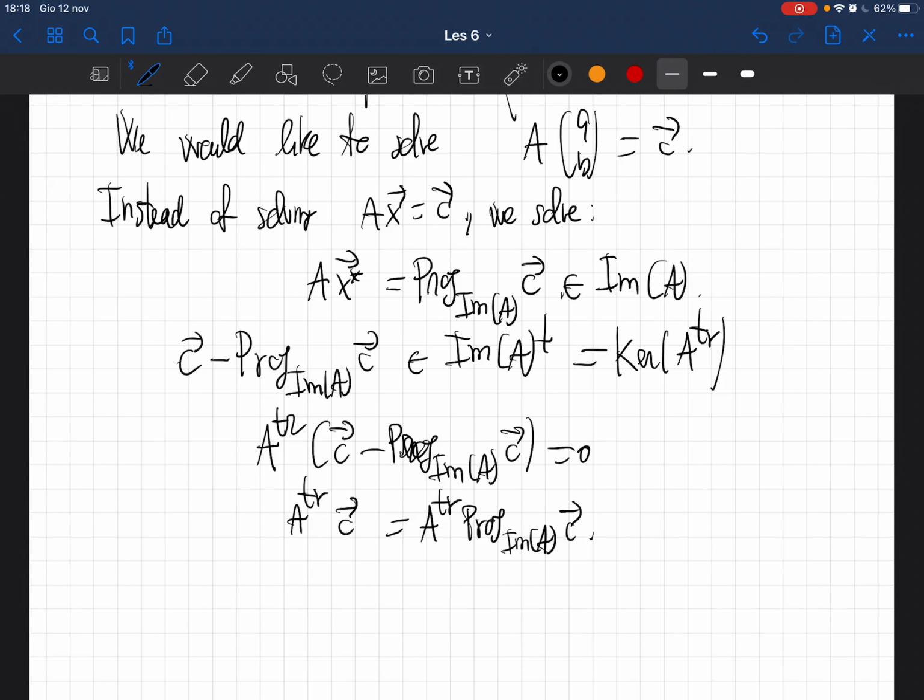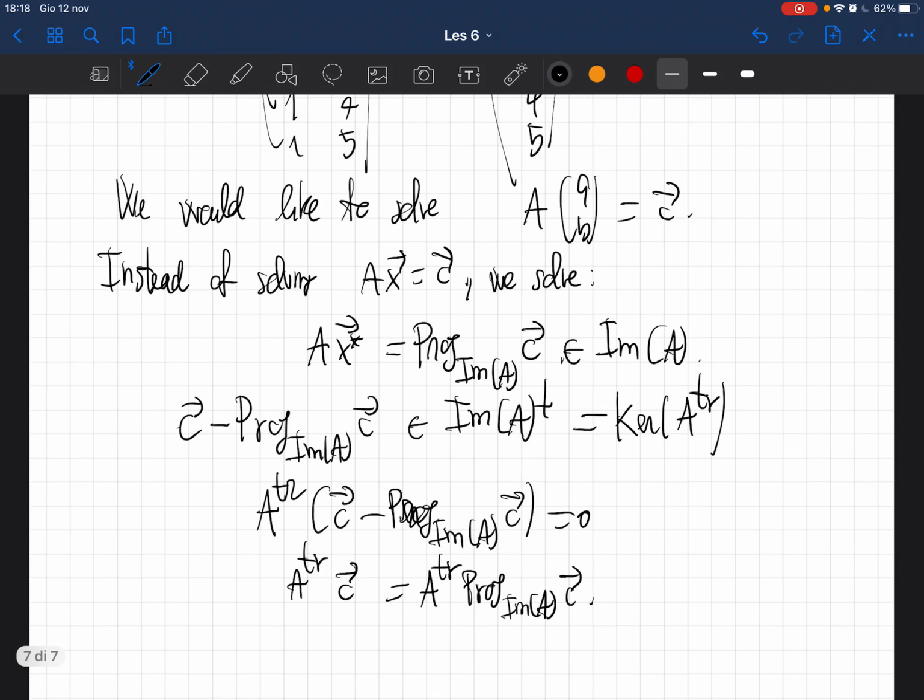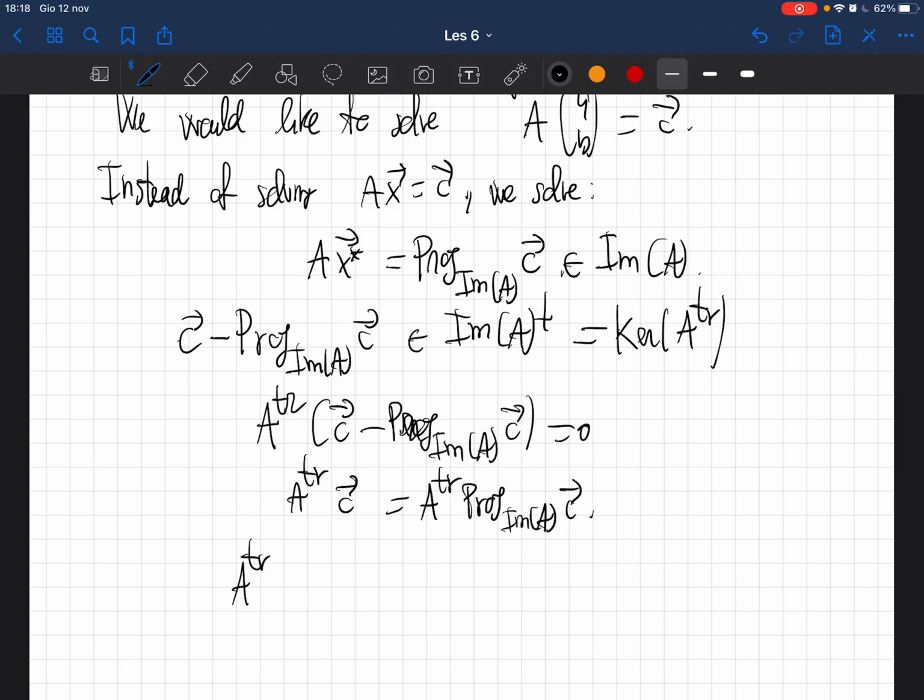Okay, very good. And then what happens? If we apply the transpose here, then what you get is that the transpose of this is equal to the transpose of the projection on the image, which is indeed the transpose of this.